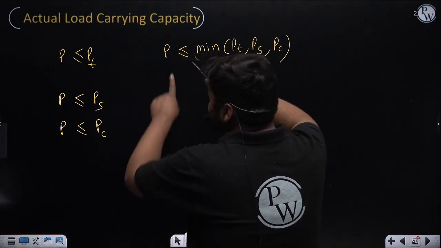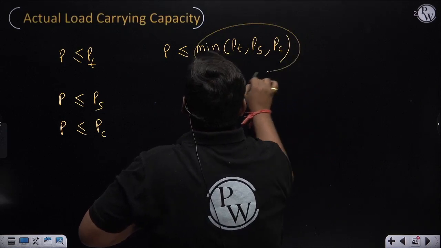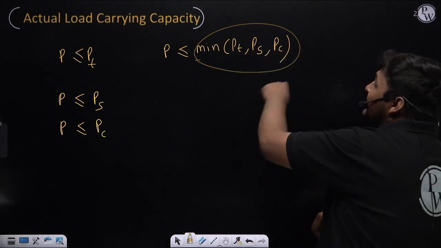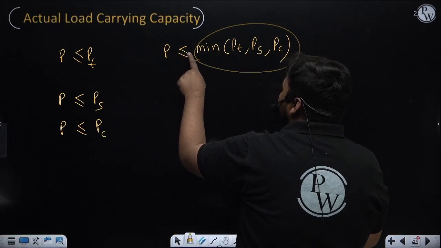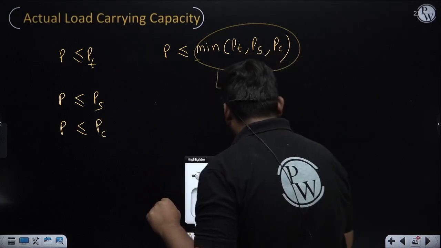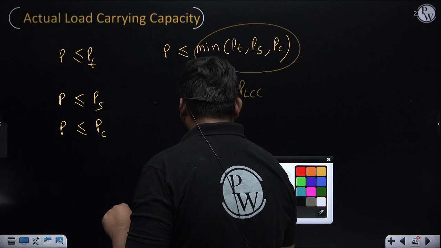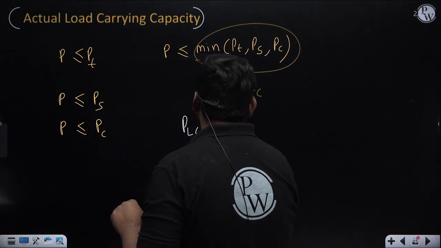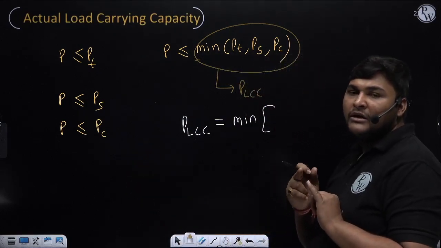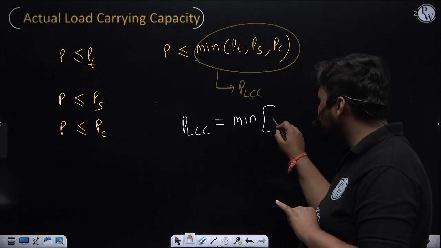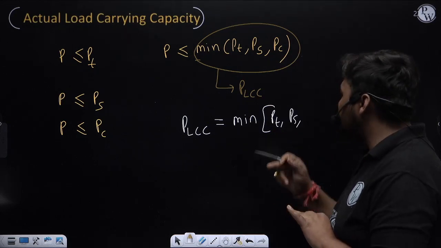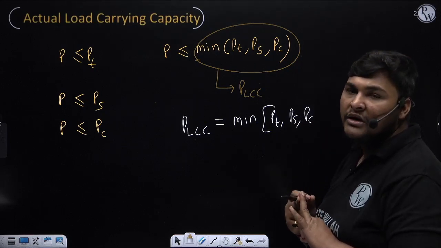Actual load P should be less than or equal to this. Whatever the minimum value among PT, PS and PC, actual load P should be less than or equal to this. If I use the equal to sign, that will be the load carrying capacity. So this expression is the expression of actual load carrying capacity, which will be the minimum of the load carrying capacities coming from all types of failure. For this case, when the number of rivets in each row is the same, we have discussed three types of failure. To avoid tearing failure, the load carrying capacity is tearing load carrying capacity, PT. To avoid shearing failure, it is shearing load carrying capacity, PS. To avoid crushing failure, it is crushing load carrying capacity, which I am denoting as PC.